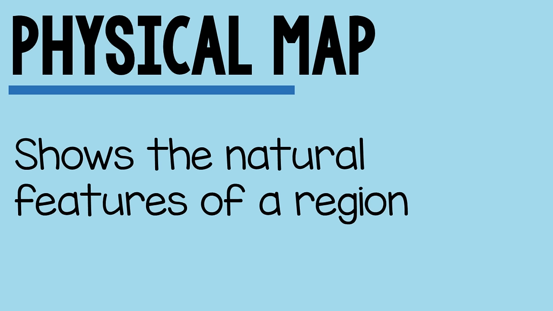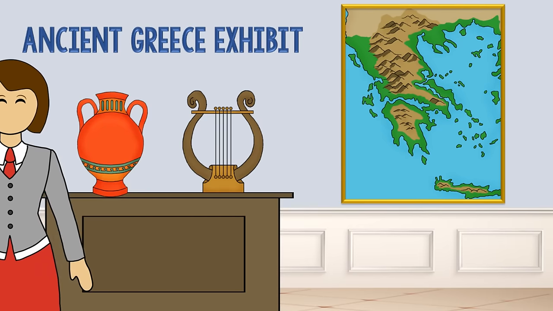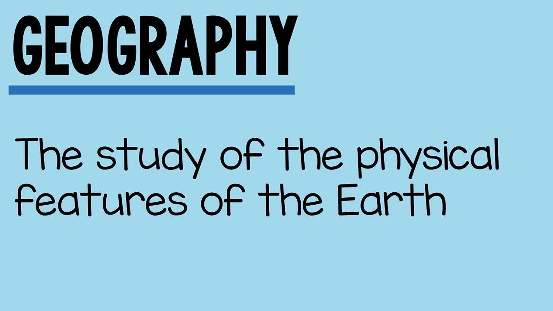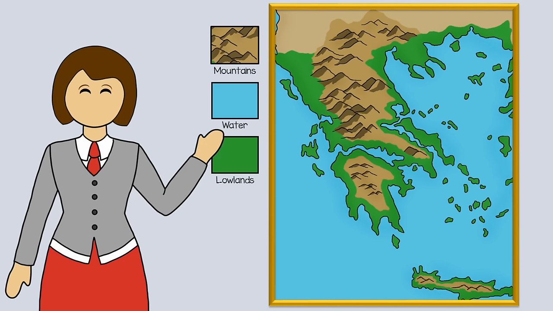Physical maps show the natural features of a region, like mountains, deserts, rivers, oceans, and lakes. They're useful for understanding the geography of a region. Geography is the study of the physical features of the Earth. On a physical map, symbols or colors may be used to show the location of different natural features on the Earth's surface.